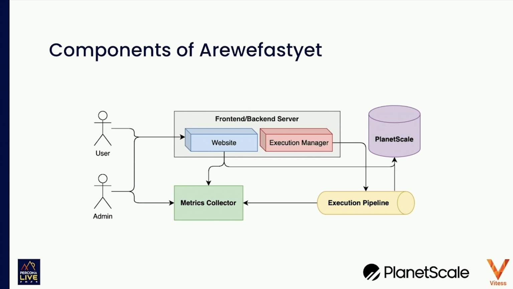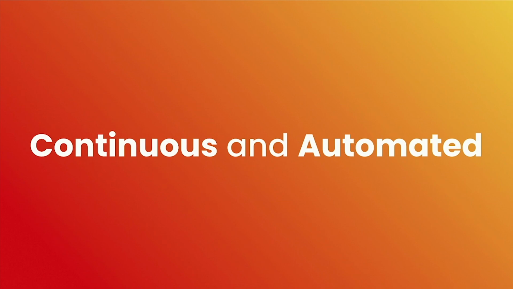Whenever we do a benchmark on that execution pipeline, all the results are written to the metrics collector, which is basically a time series database, and also to the backend SQL database. We use PlanetScale for that one. So how is it continuous and automated?